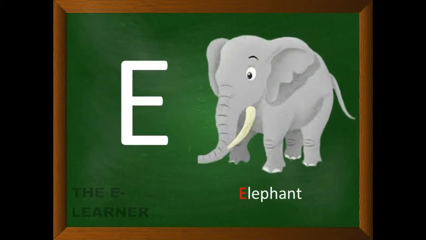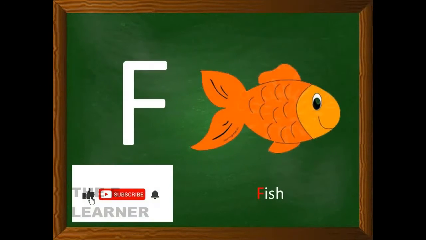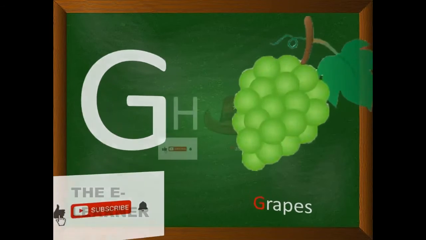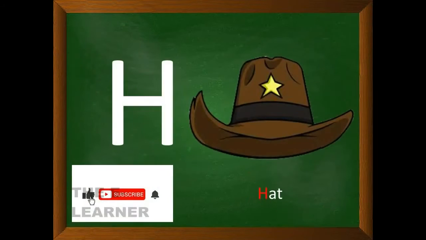E. E for elephant. F. F for fish. G. G for grapes. H. H for hat.